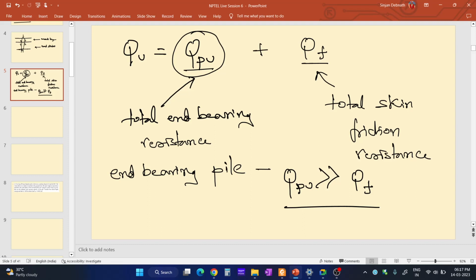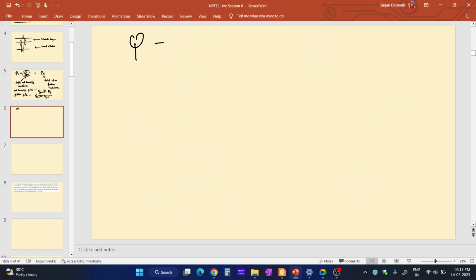And in case of a floating or friction pile, what is happening? All the load is being transferred to the surrounding soil via skin friction. So in case of a friction pile, this QF, that is the total skin friction resistance, is much greater than the end bearing resistance. Okay, so QU is equal to QPU plus QF, that is total end bearing resistance and total skin friction resistance.